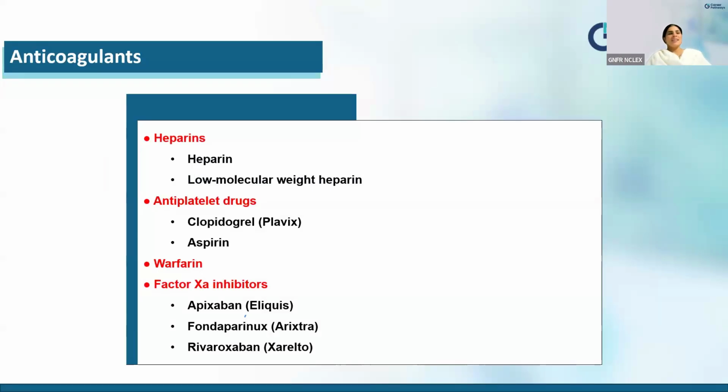So these are the anticoagulants. What do you understand by anticoagulants? They prevent clotting. They stop clotting. Okay. Anything else?